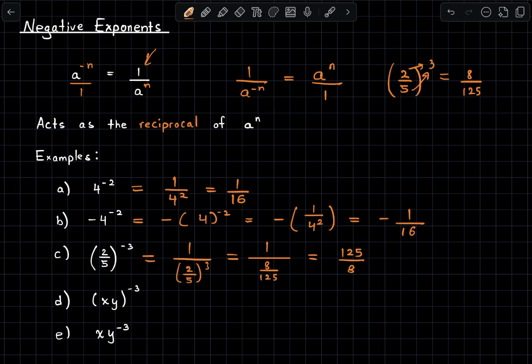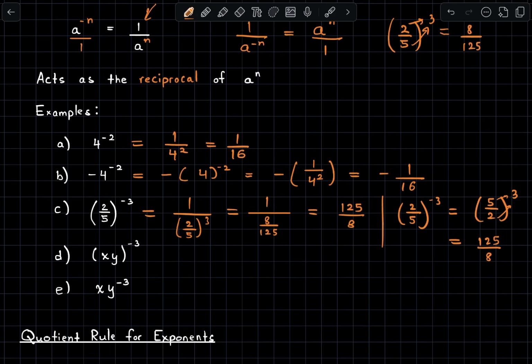All right. A different way you could have thought about this, when you see something like 2 over 5 raised to the negative third power, you can just think of this as 5 over 2 raised to the third power. Now once you understand the rule, you can just do the shortcut method in your head. And then you're raising each of these to the third power, so you're going to get 125 over 8 anyway.